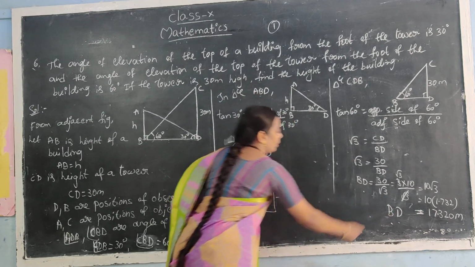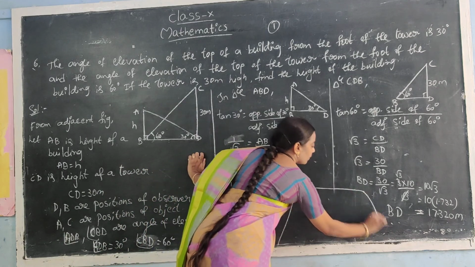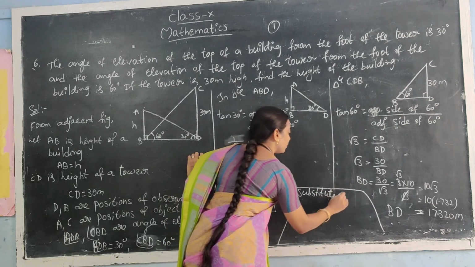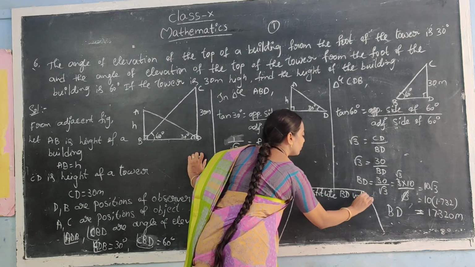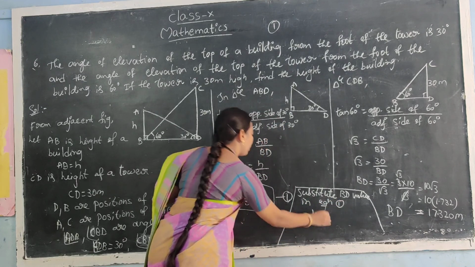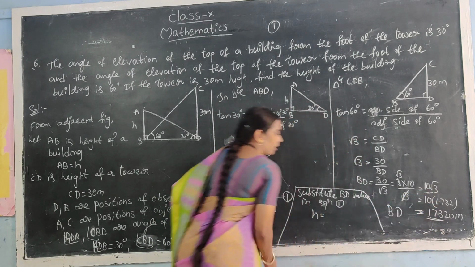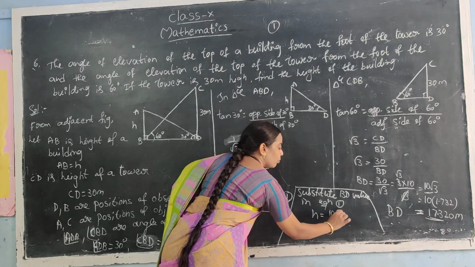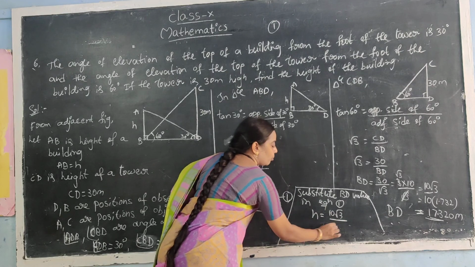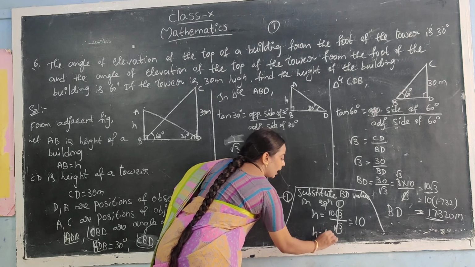Now this BD value is substituted in equation 1. So H is equal to the BD value, 17.320 or otherwise 10 root 3. Take any number. Now I will take 10 root 3 only. Why? Because here the denominator root 3 is there, no? So I take 10 root 3 by root 3. Both are cancelled. Now we got 10. H is equal to 10 meters.